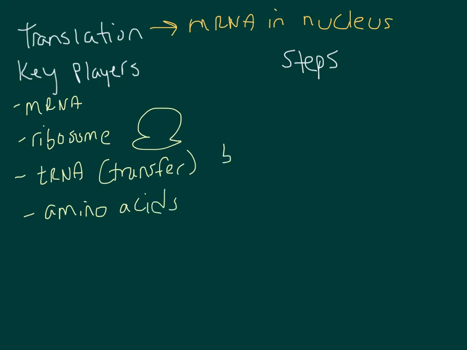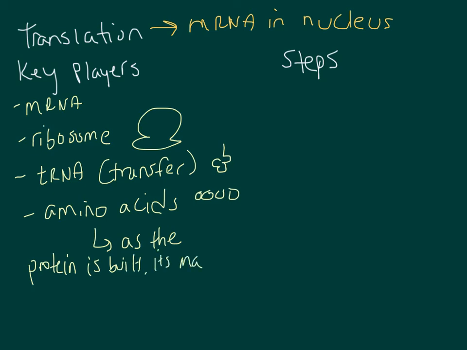So tRNAs kind of look like keys or little clovers, and the amino acids kind of sit on top, because as the amino acids are built, it's made up of amino acids, which I'll abbreviate as AA.